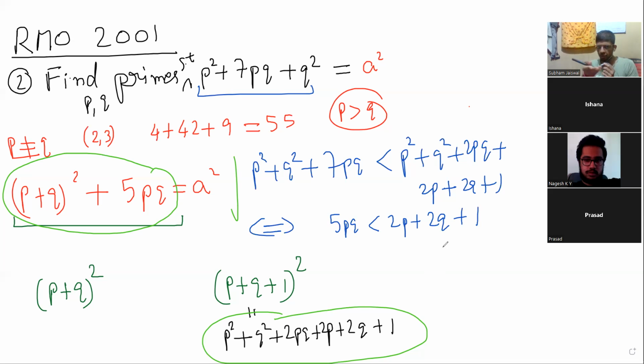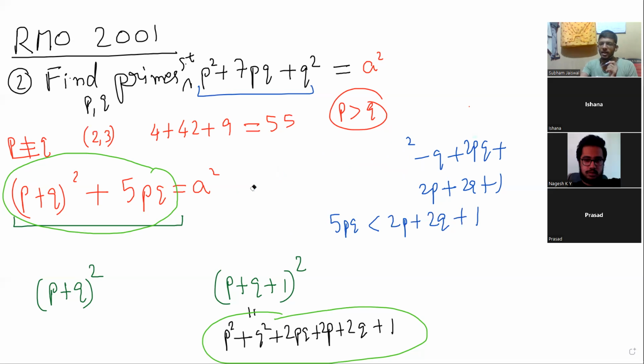Because 5PQ doesn't have to be less than 2P plus 2Q plus 1, even if P is not equal to Q. So you could say, oh, Q is at least P plus 2, but still it's not 5PQ. It's usually bigger. So this will not work. So now what should we do? So basically, what this tells us is that P plus Q plus 1 can be a candidate.